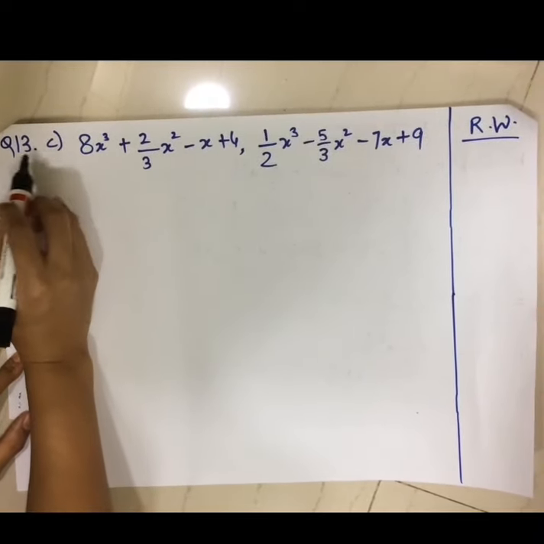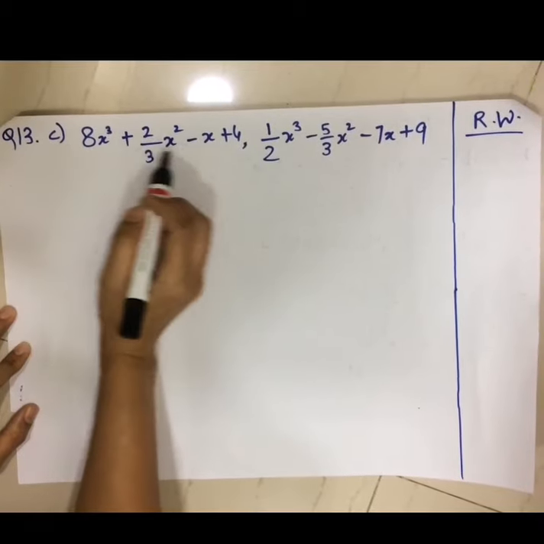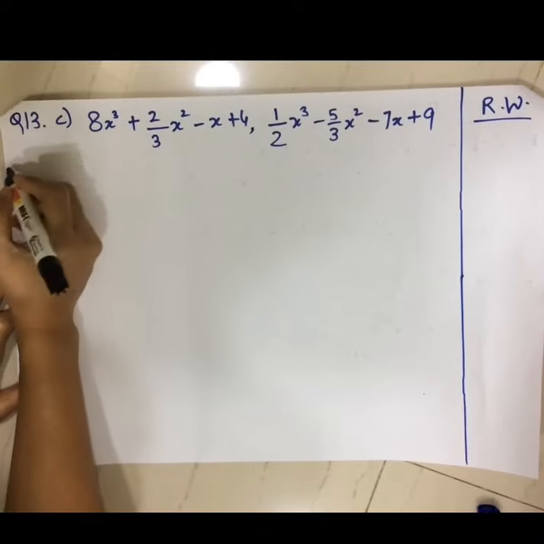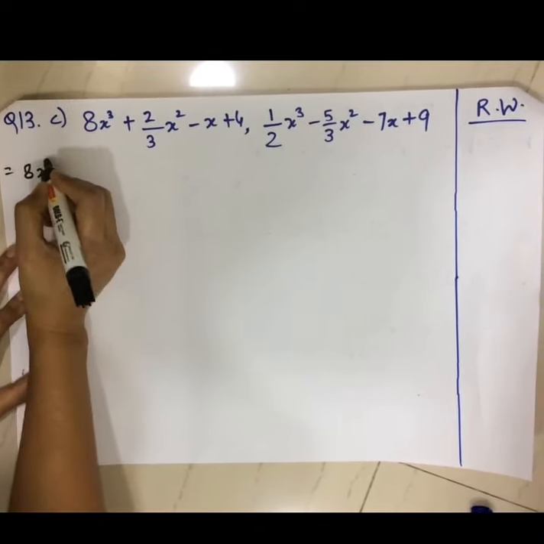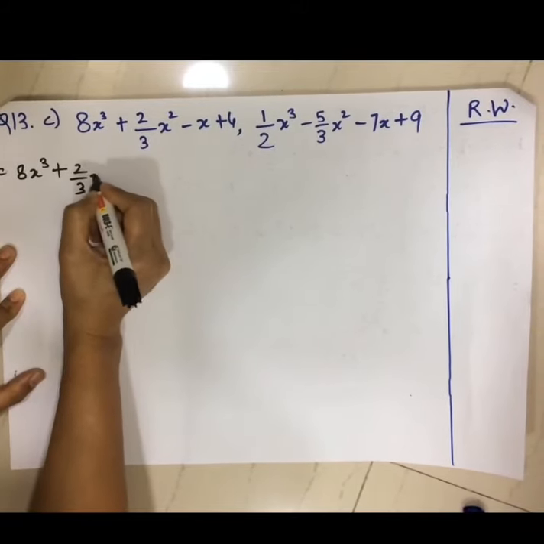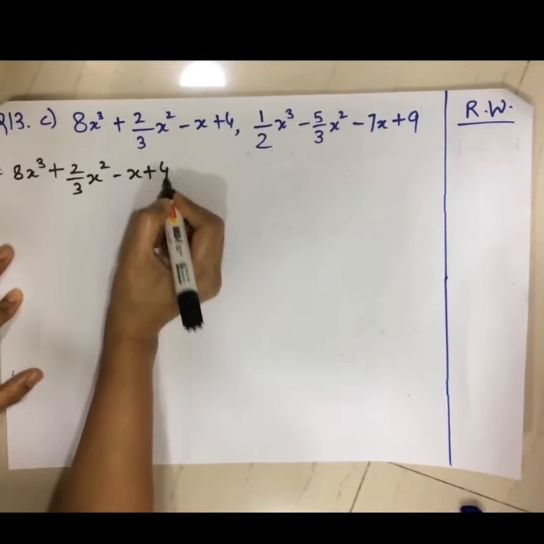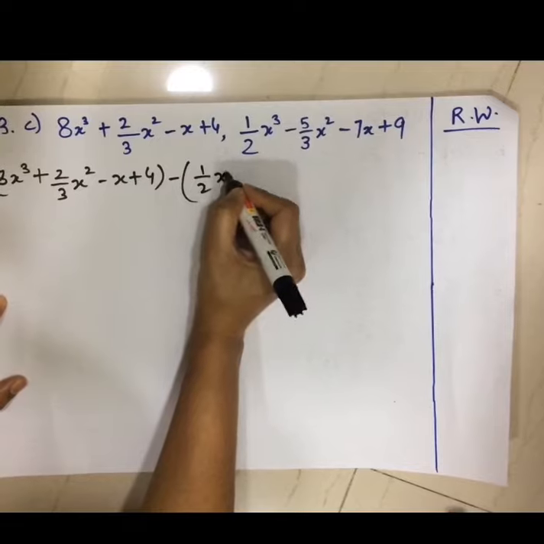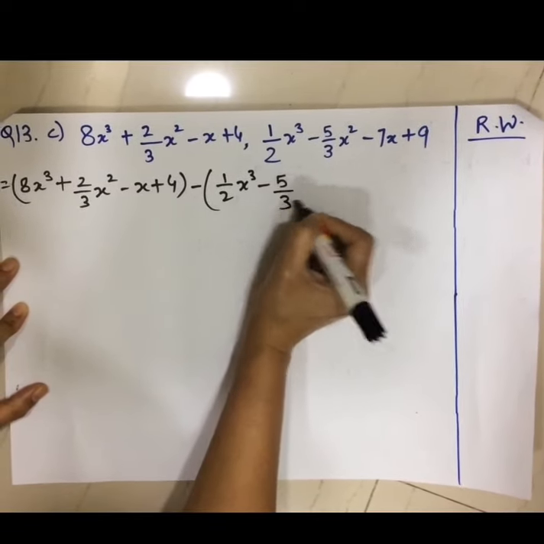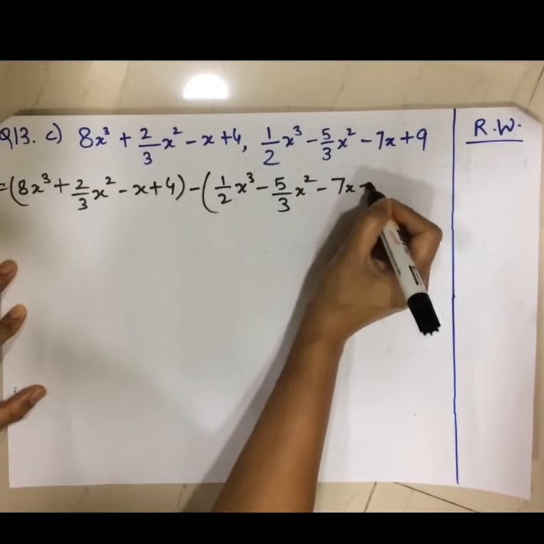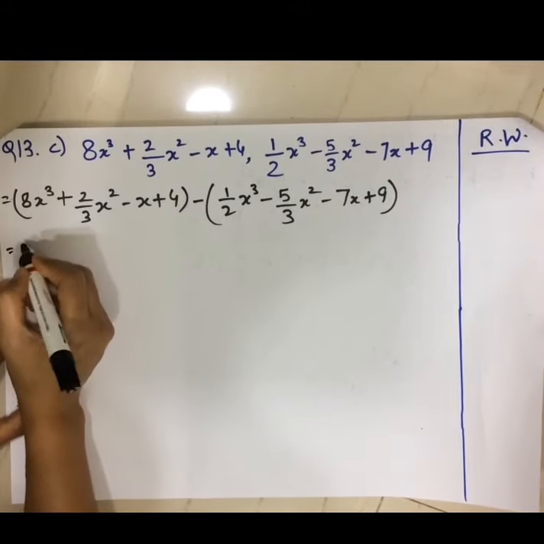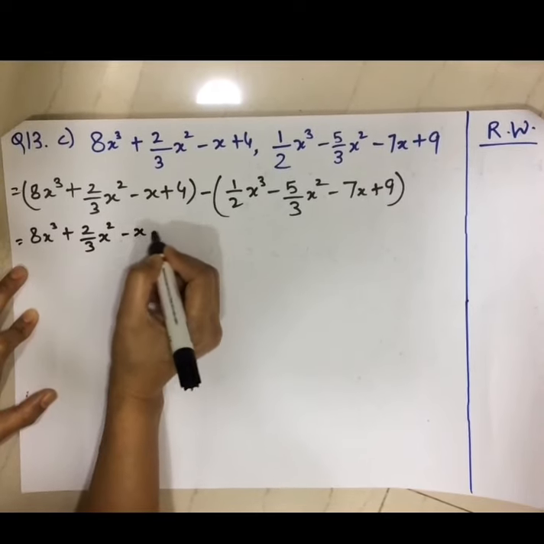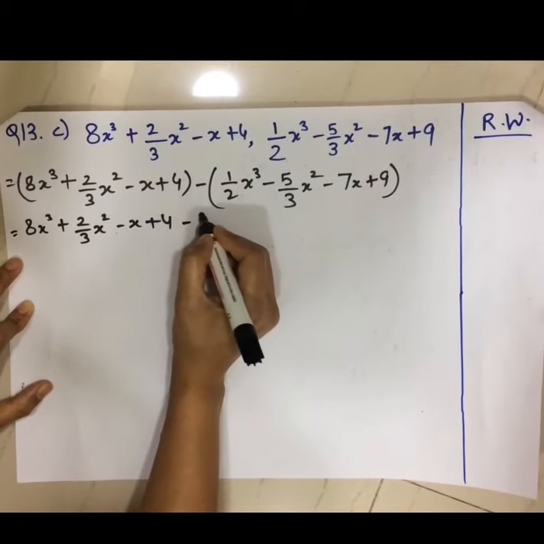Now we are going to do question number 13c part. It has two polynomials, so we have to subtract the second one from the first. So here it goes, 8x cube plus 2 by 3x square minus x plus 4. This is our first polynomial. From this we subtract the second one, which is 1 by 2x cube minus 5 by 3x square minus 7x plus 9.